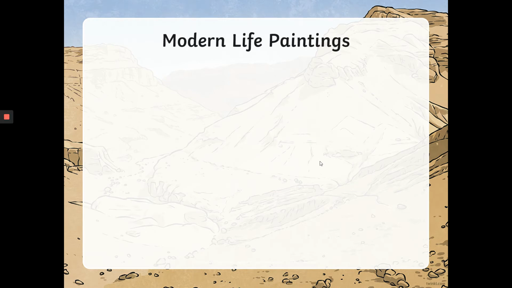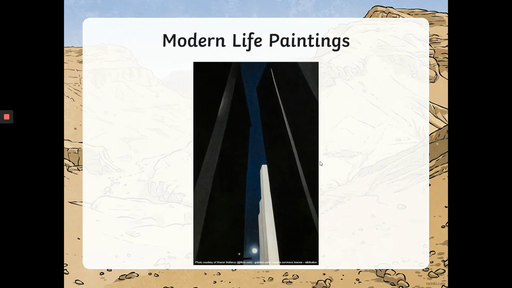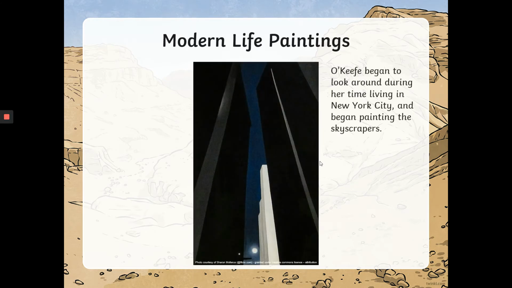Modern life paintings. O'Keeffe began to look around during her time living in New York City and began painting the skyscrapers. So skyscrapers are very, very tall buildings, and this is a very different painting that O'Keeffe did. So she usually painted plants and flowers, but because she lived in New York City, she thought she was going to have a little look around and paint a skyscraper. So that's one example.